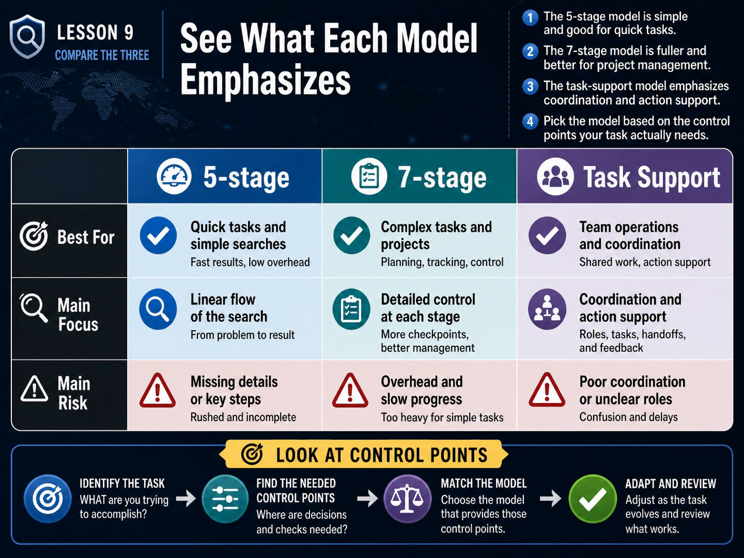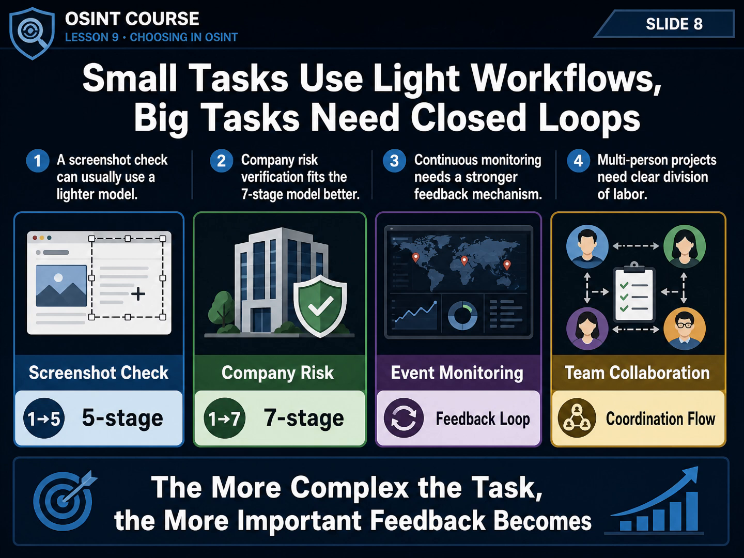If the risk is random searching, use the 5-stage model. If the risk is missing requirements or feedback, use the 7-stage model. If the risk is team confusion, use a task support approach. In OSINT, the choice can be very practical.